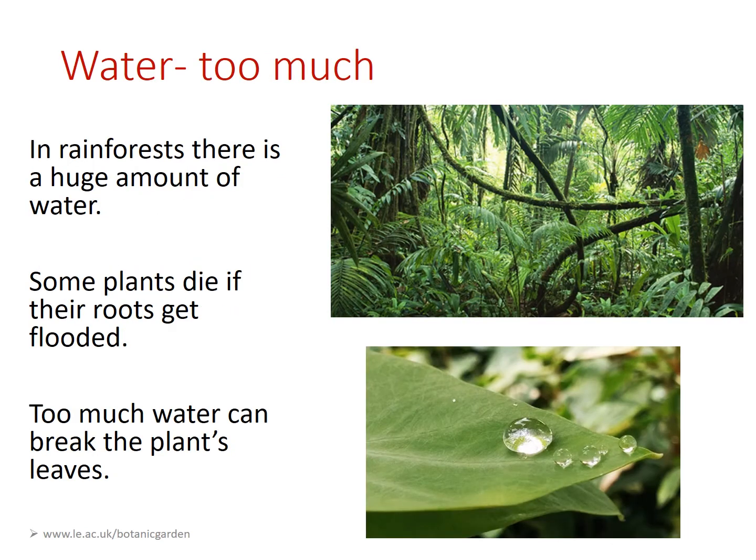Having too much water can be a problem for plants too. Many plants will die if their roots have water all around them. It can also be a problem if there's a lot of rain, and the heavy water on the leaves breaks the leaves. The picture shows a rainforest where it rains a lot. Some leaves have a special waxy surface so the water runs off easily. The picture shows a taro leaf with the water droplets running off.